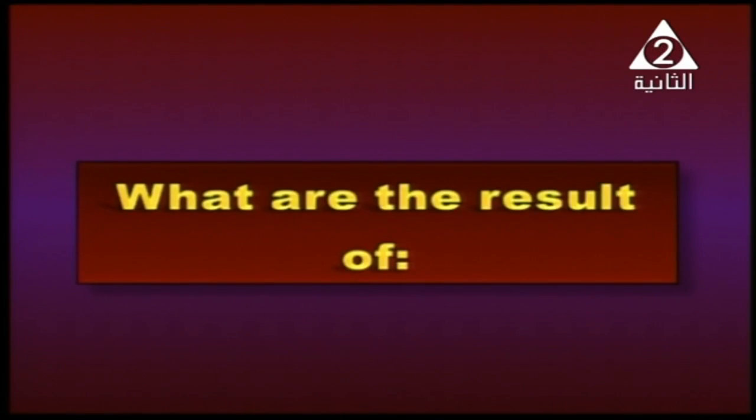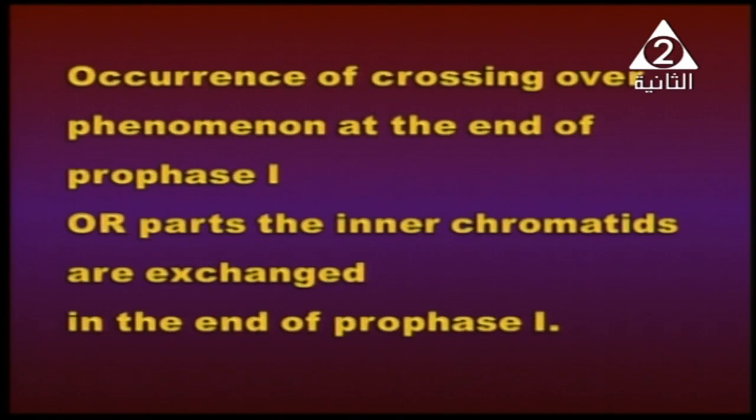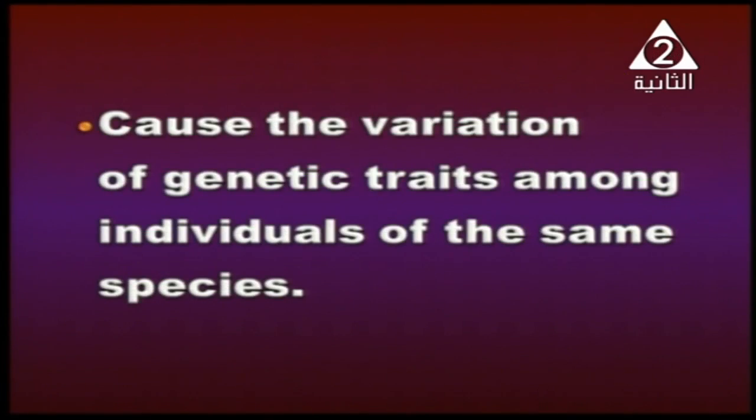What are the results of the occurrence of the crossing over phenomenon at the end of prophase 1, where parts of the inner chromatids are exchanged? When crossing over occurs, what are the results of its occurrence? It will cause variation of genetic traits among the individuals of the same species. Crossing over is a source of genetic variation among the individuals of the same species.